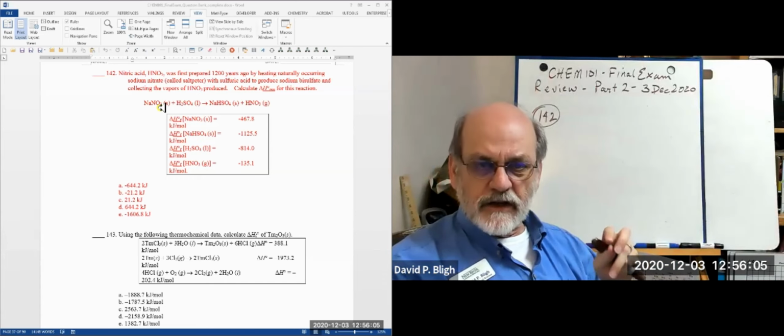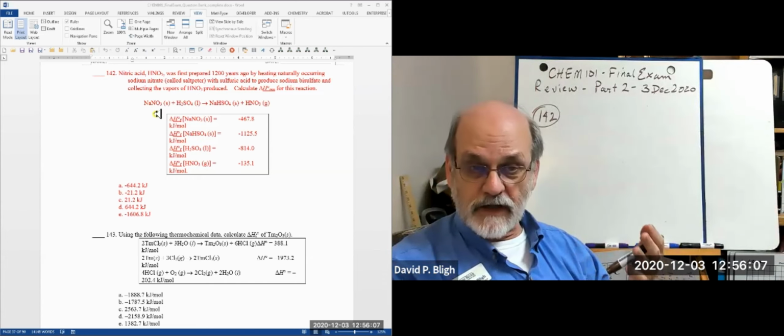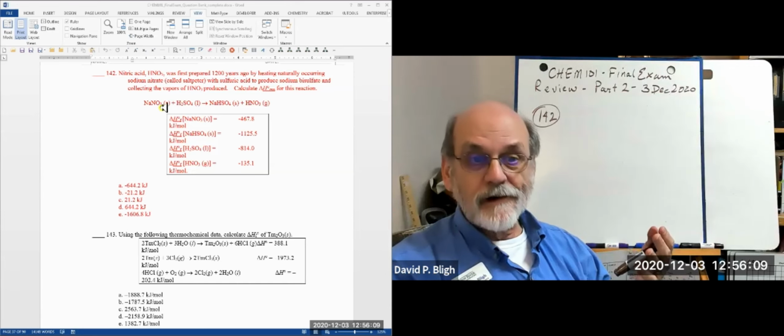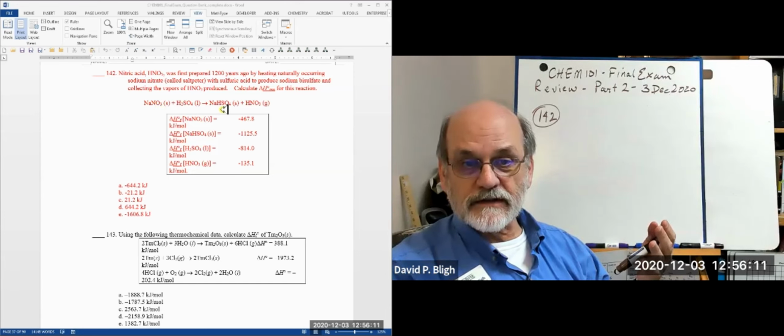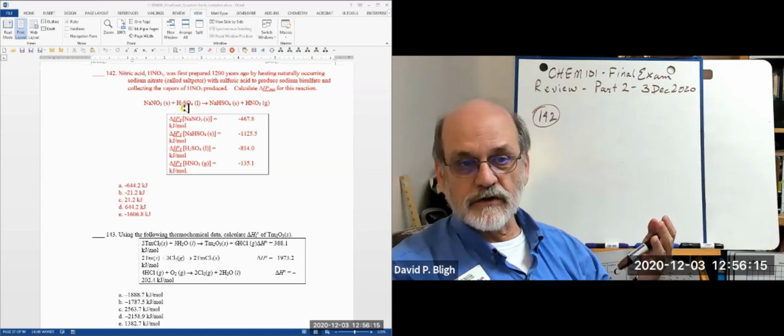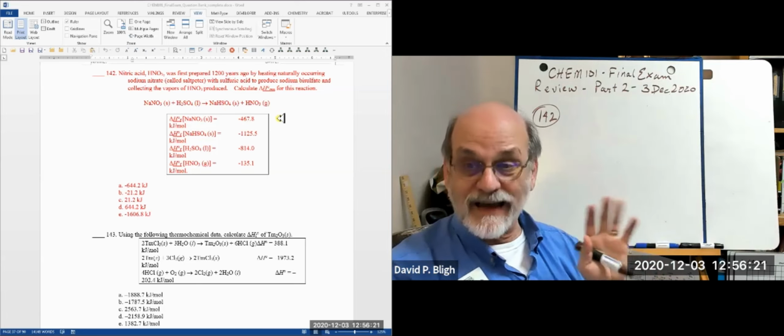You've got this equation that you want to be sure is balanced. So you've got the same number of sodiums. Nitrate is balanced. Hydrogens, you've got 2 hydrogens here, 1, 2 there. Sulfate on both sides. Okay, it's balanced.